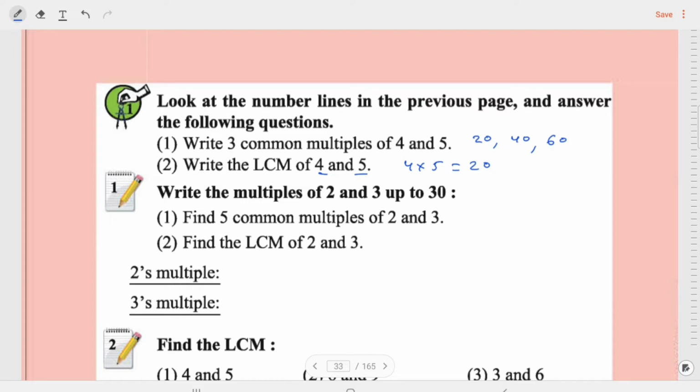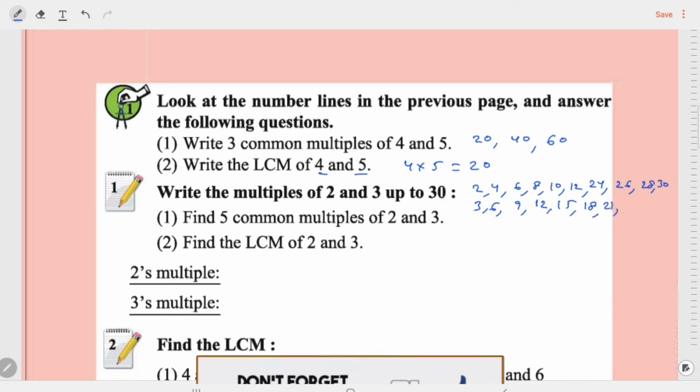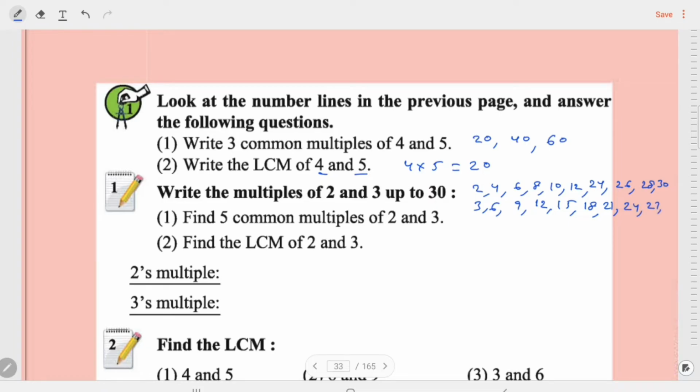Write the multiples of 2 and 3 up to 30. Multiples of 2: 2, 4, 6, 8, 10, 12, and so on up to 30. Multiples of 3: 3, 6, 9, 12, 15, 18, 21, 24, 27, 30. Here we missed some of the numbers.